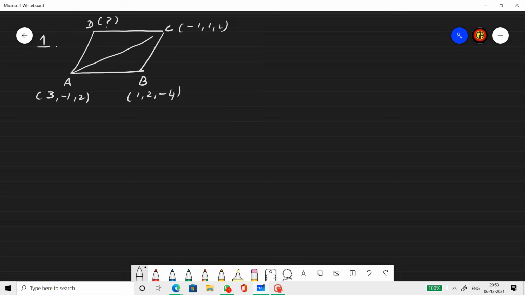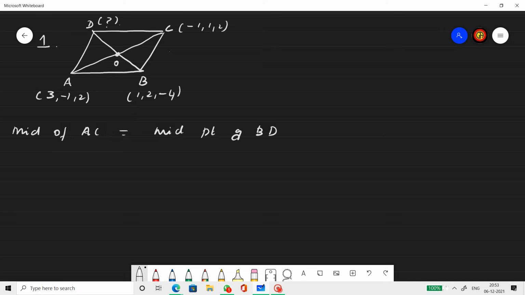Join the diagonals. Join AC and BD. In a parallelogram, diagonals bisect each other. That is a known property. What is the property of a parallelogram? Opposite sides are equal and parallel, and diagonals bisect each other. So if I find the midpoint of AC, which is O, O will also be the midpoint of BD. So I'm first finding the midpoint of AC. So midpoint of AC equals midpoint of BD.